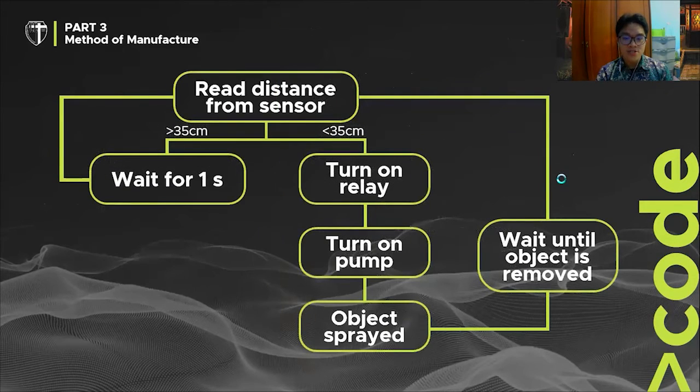This is the flowchart of our project and the working method. If the sensor reads a distance of more than 35 centimeters, it will wait for 1 second and then read again. If the sensor reads the distance of the object below 35 centimeters, it will turn on the relay, thus turning on the pump, and the object will be sprayed. Then the program will wait until the object is removed from the chamber. After that, it will read from the sensor again.